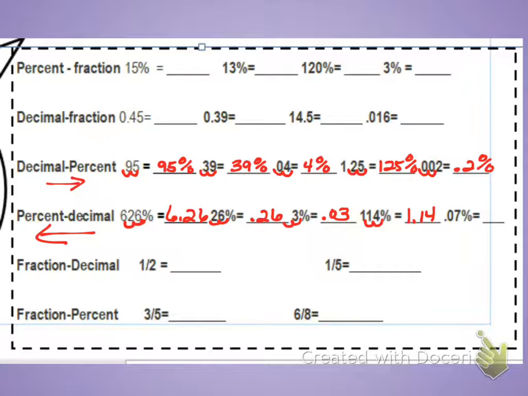Everybody do the last one and raise your hand when you have the answer. Do the last one. Edith, what'd you get? 7 10,000ths. Or it starts here and it goes 1, 2, add 2 zeros. So it's 0.0007. Okay?